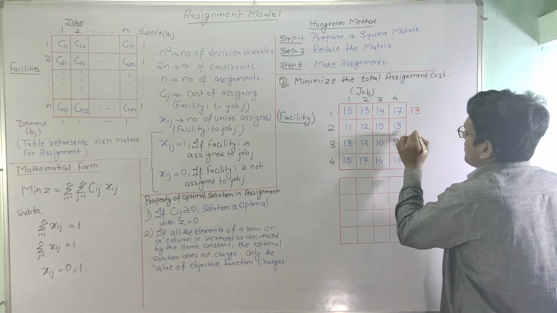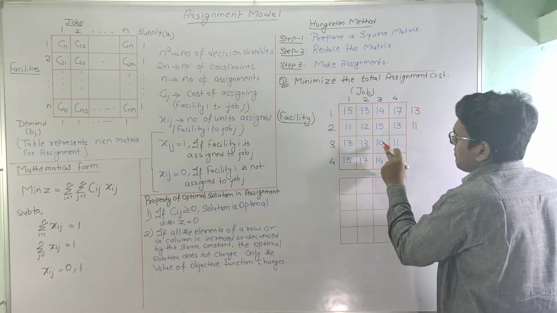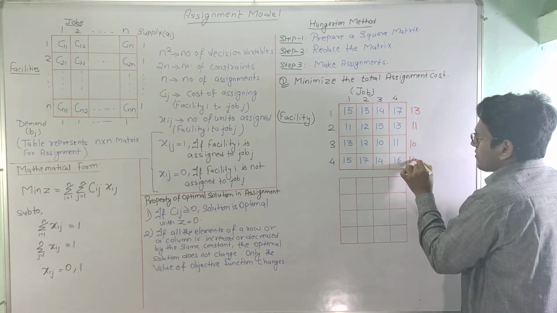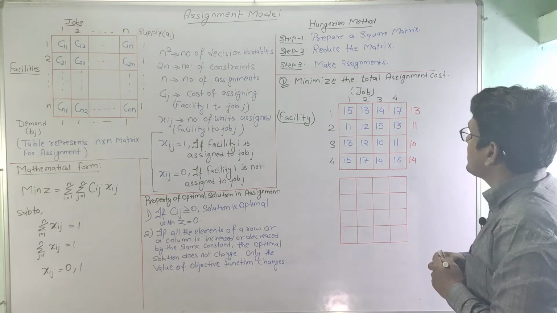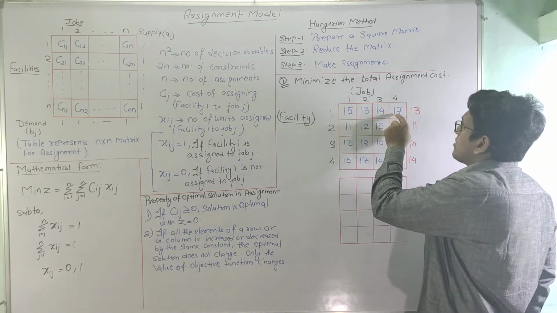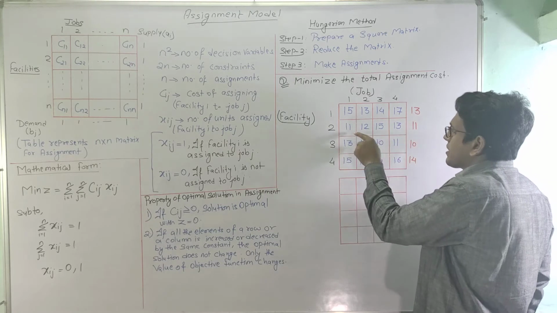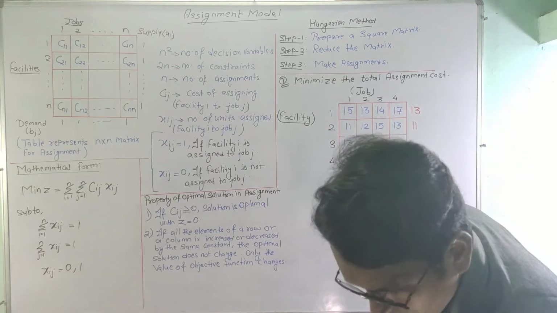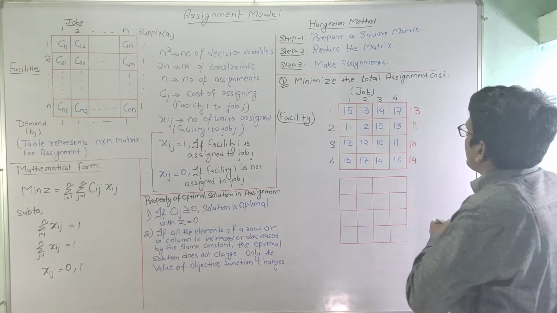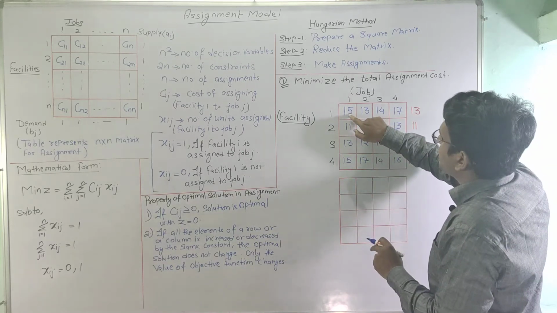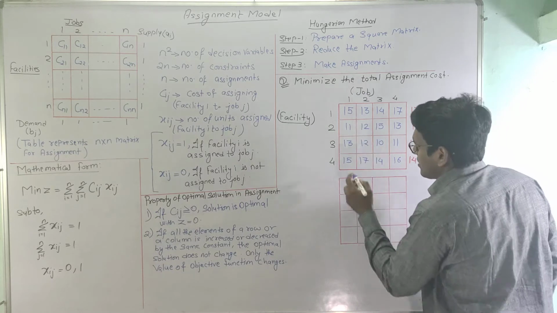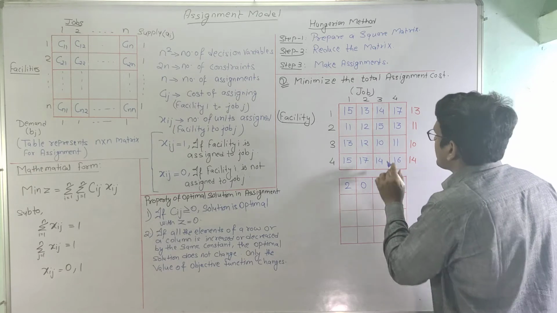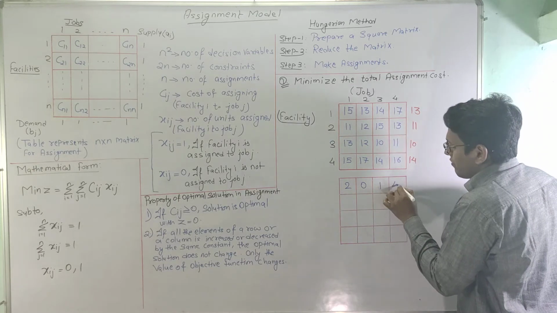Here the minimum value is 11, I have written 11. Here the minimum value is 10, so this is 10. Here the minimum value is 14. So now we will subtract all these values by 13. Similarly, we will subtract all these values by 11 and so on. So let us see what we get after solving. This is 15 minus 13 is 2. 13 minus 13 is 0. 14 minus 13 is 1. 17 minus 13 is 4.